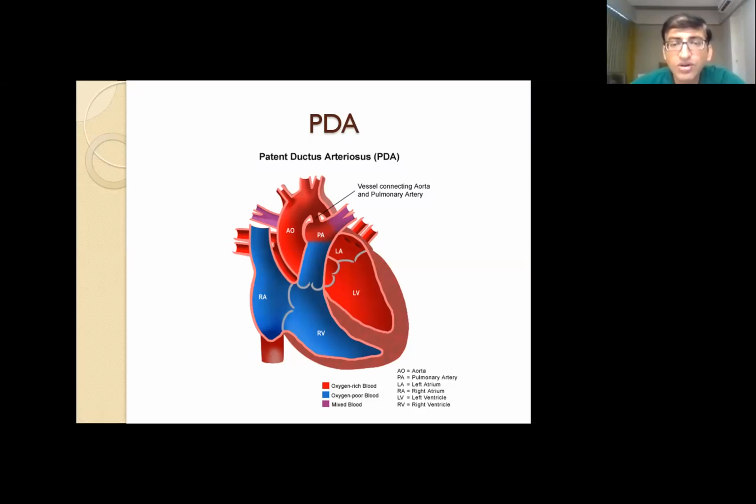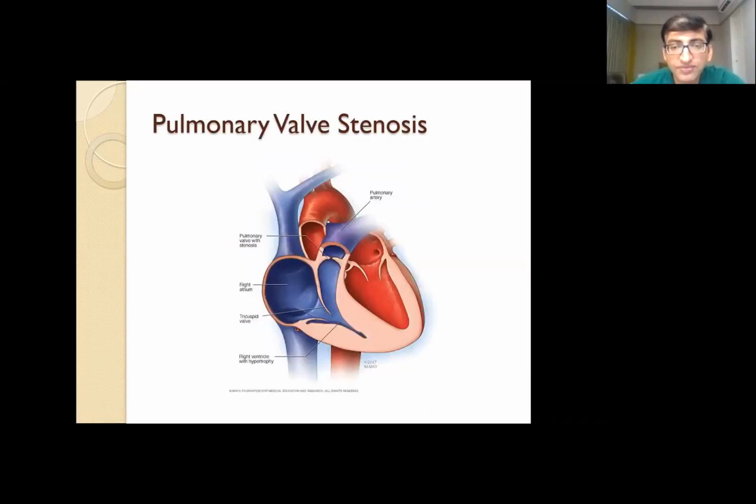Similarly, AP window is another entity which is similar to the PDA, where there is a communication between the main pulmonary artery and the ascending aorta. There is a defect over here, as a result of which it will behave similar to the patent ductus arteriosus.